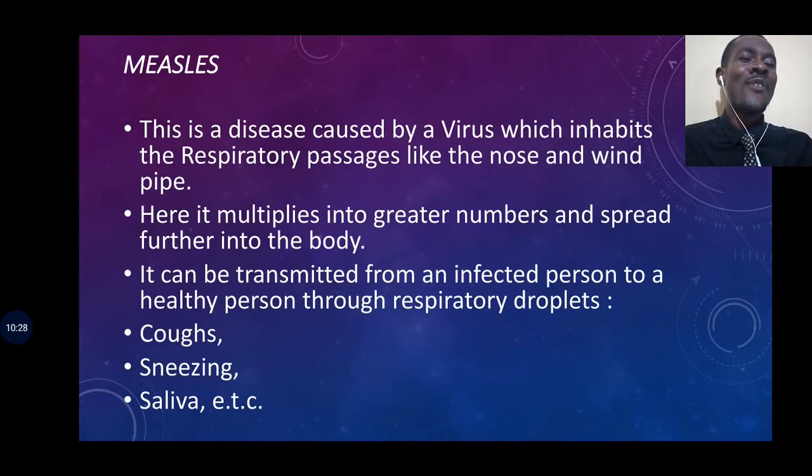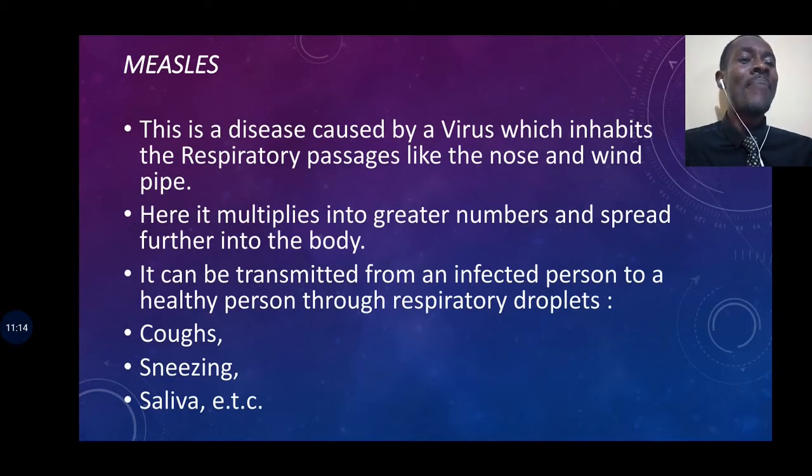Now, let's take an example from these communicable diseases with measles. What is measles? How is it transmitted from an infected person to somebody who is not infected? This is a disease caused by a virus which inhabits the respiratory passages. The respiratory passages are made up of your respiratory system, starting with the nasal passage of your nose down to your windpipe inside your throat. Here it multiplies into greater numbers and spreads further into the body.